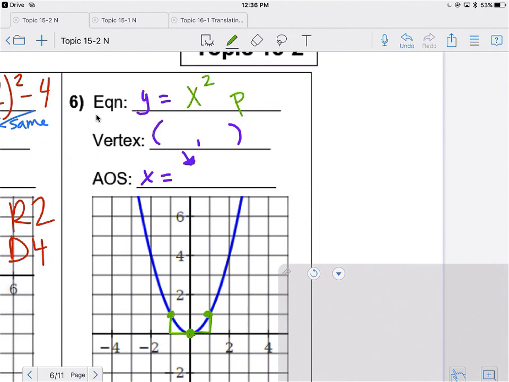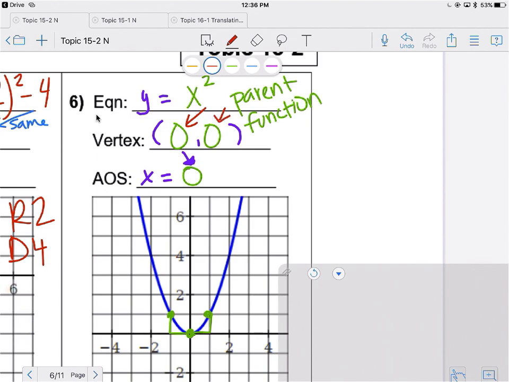Keep in mind, this is your parent function because your parent function is the one that all the other little baby equations are based off of. The parent function is where nothing is happening. No left, no right, no up, no down, no stretch, no shrink, no reflect. So my vertex is always at 0, 0 for the parent function, and my axis of symmetry is x equals 0. Keep in mind, I have nothing from parentheses and nothing that follows, which is where the zeros come from.